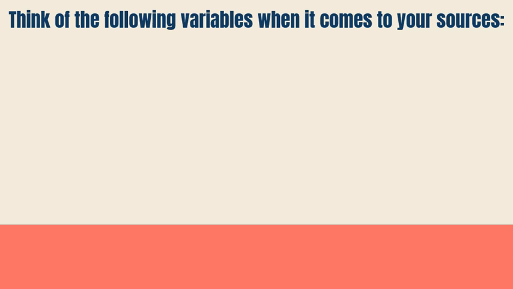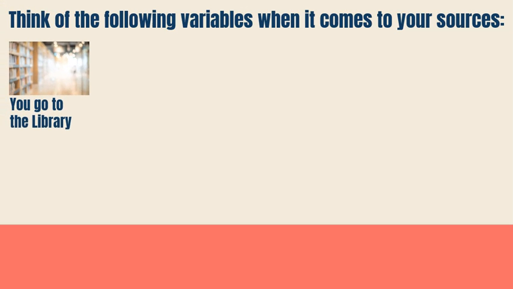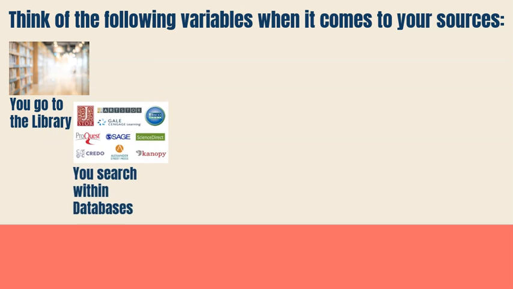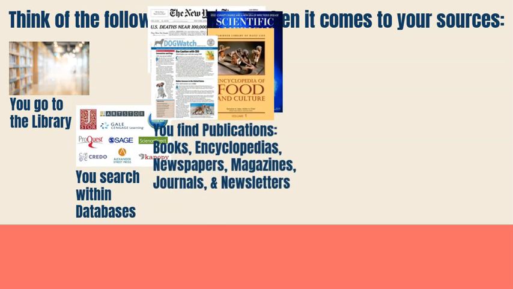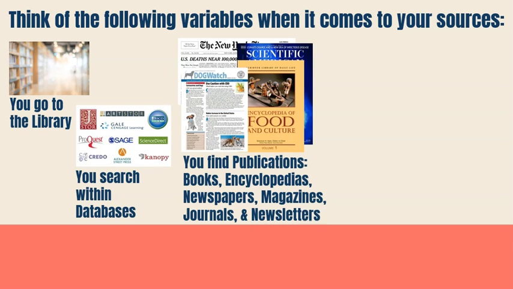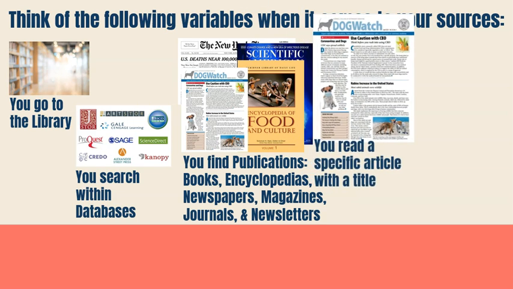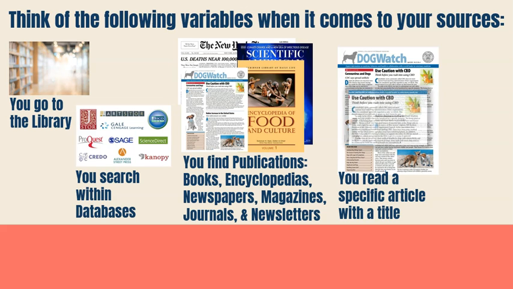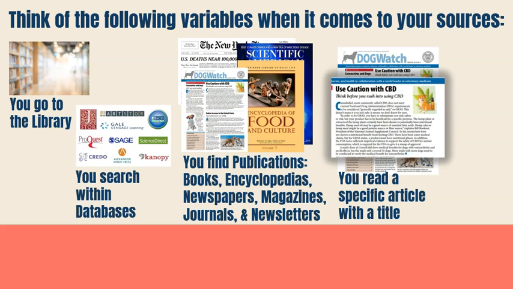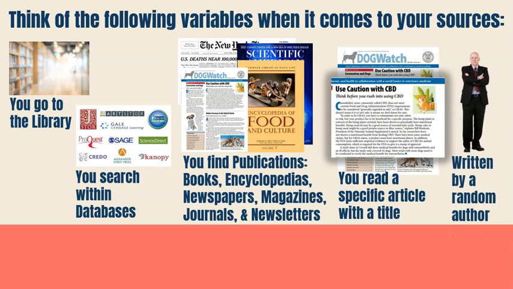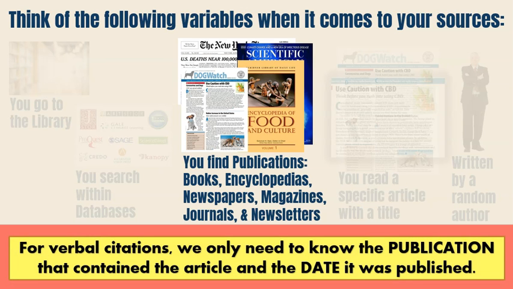Think of the following variables when it comes to your sources. You go to the library. You search within databases. You find publications: books, encyclopedias, newspapers, magazines, journals, and newsletters. You read a specific article with a specific title. It was written by a random author who you've never heard of. For verbal source citations, we only need to know the publication that contained the article and the date it was published.